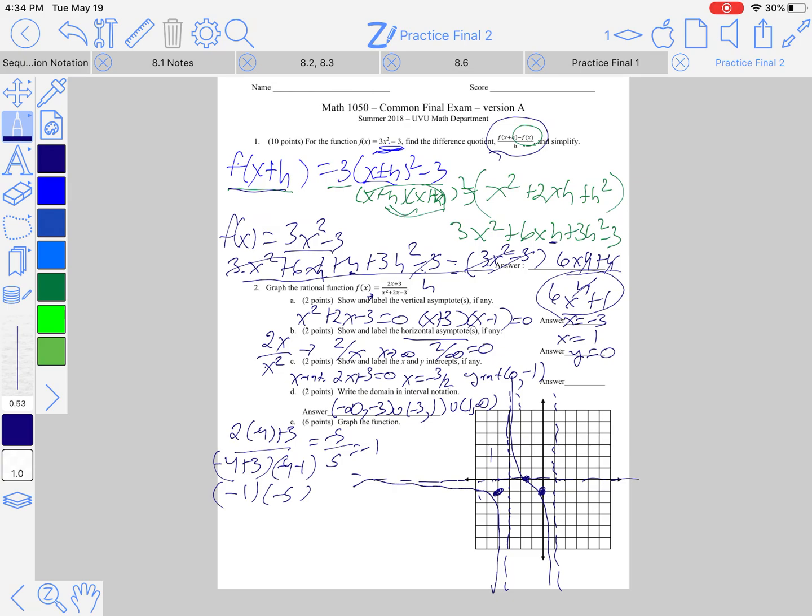So I plug in 2. So I get 2 times 2 plus 3 over -4 plus 2, -4 minus 2. So 4 plus 3 is 7 over -4 plus 2 is a -2. -4 minus 2 is a -6. That's going to be a 12. Negative times negative is positive, so that's a positive 7/12, so we're above. So that means it's got to look like that. And there's our graph. All right, let's do the next one.